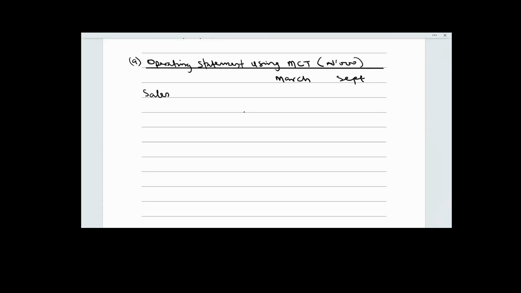In the month of March, what is the unit sold? 140 naira times 7,000. 7,000 is the unit sold, multiplied by 140 naira. So what do you get? 980,000. So for the period ending March, it is 980,000. Remember, our figures are in thousands, so 980,000 is the total sales.